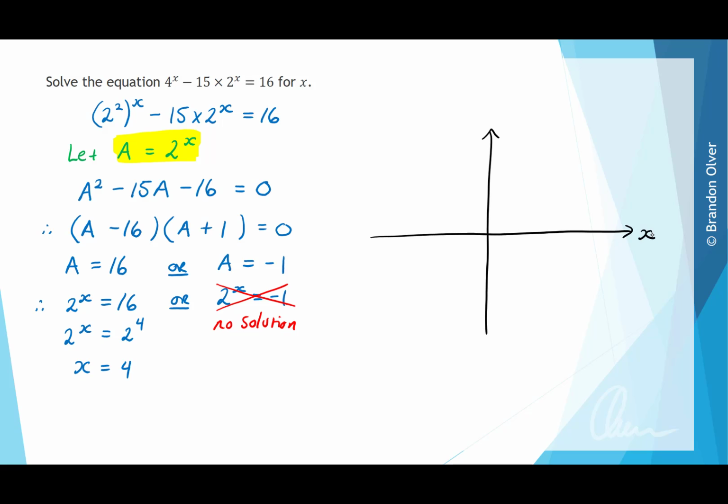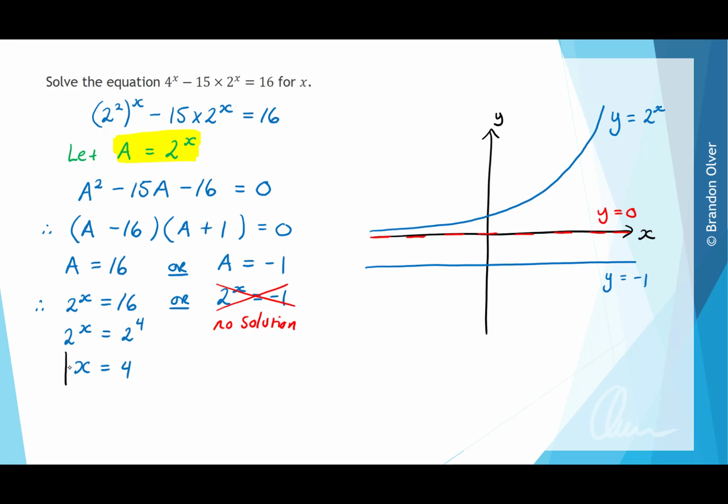So if this is x and this is y, then the equation y equals 2 to the power of x is this line here. Then if we graph y equals negative 1, you can see that there's no intersection between those two graphs. And that's because there's an asymptote that lies along this line, and that is at y equals 0. So y equals 2 to the power of x is never negative. Therefore, the only solution we have to this equation is x equals 4.